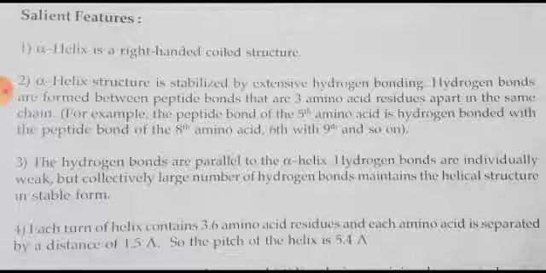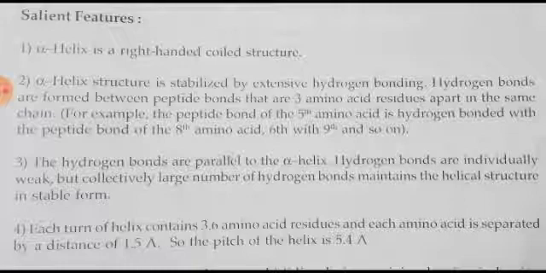Hydrogen bonds are formed between the peptide bonds that are three amino acid residues apart in the same chain. So the first amino acid, second and third amino acid. That third amino acid, after the interval of three amino acids, will interact by hydrogen bonding to form a helix structure. For example, the peptide bond of the fifth amino acid forms hydrogen bonding with the peptide bond of the eighth amino acid, and the sixth with the ninth amino acid. If you see the difference between the fifth amino acid and the eighth, it is three amino acid intervals, and along with that the sixth and ninth, here also you can see the three amino acid intervals. You can see the hydrogen bonding which can form the helix structure.